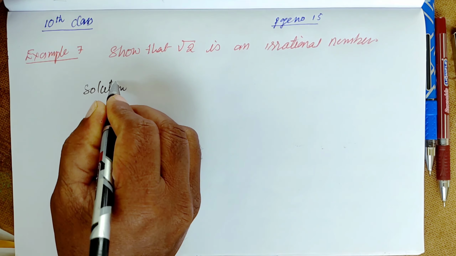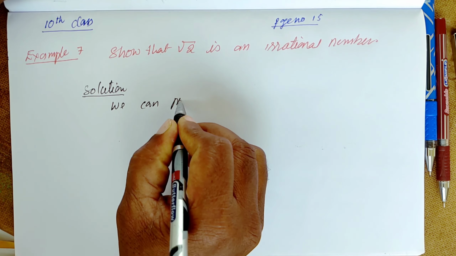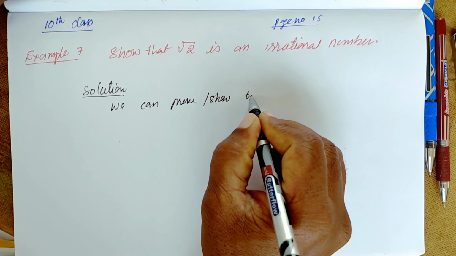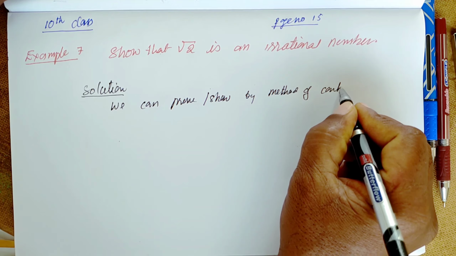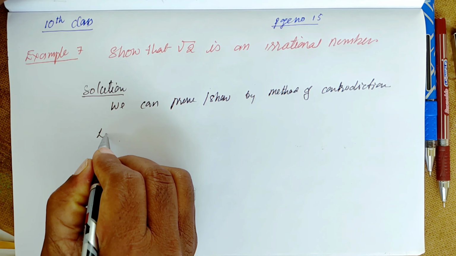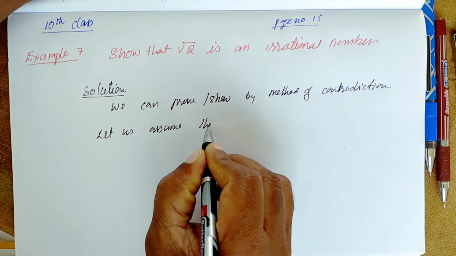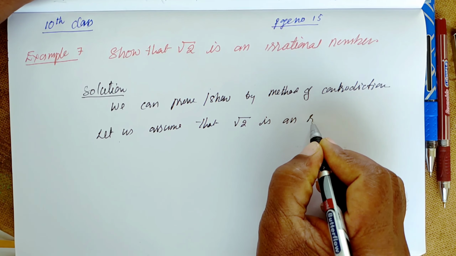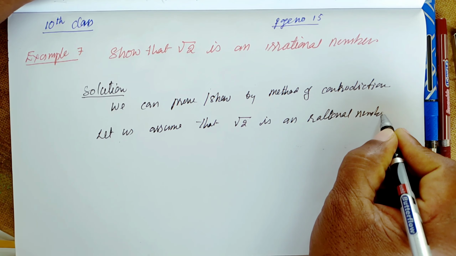Solution. We can show or prove by the method of contradiction. Let us assume that root 2 is a rational number.